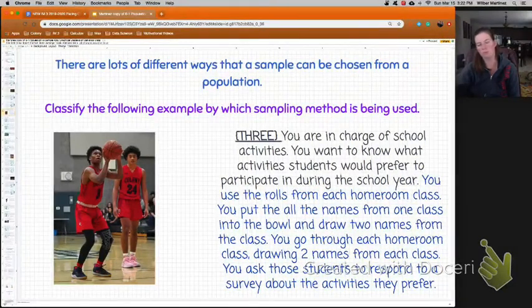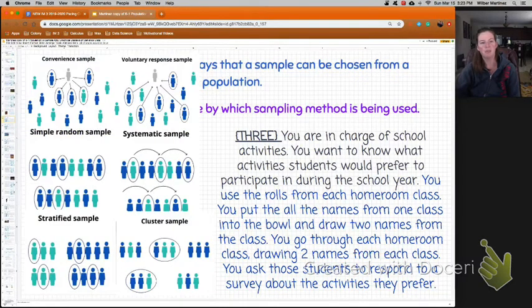So then you go to Miss Huber's room and you randomly select 2 names from her roster. And then you go to Miss Audette's room and you randomly select 2 names from her roster, etc., etc., etc. And you ask those students to respond to your survey. So again, here's all the different types. This one would be an example of stratified sampling. The reason this is an example of stratified sampling is because the population is divided into groups based on homeroom or based on 4th period Titan Academy class. And then from there, they're randomly selecting people from each group. So some from mine, some from Miss Huber's, some from Miss Audette's, etc., etc. That's called stratified sampling.